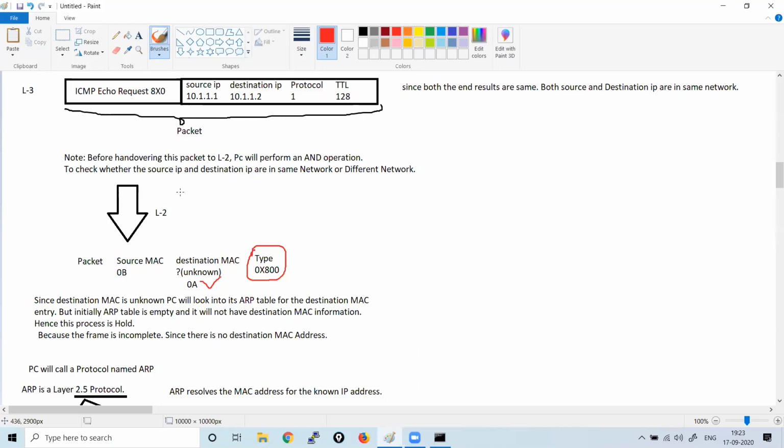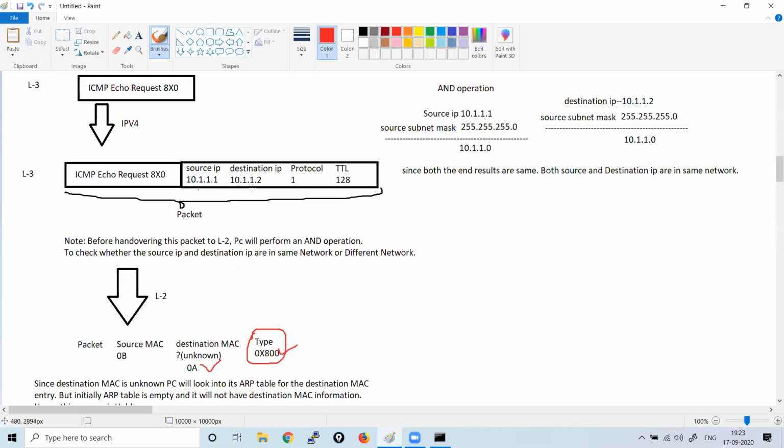Why is it checking the type field? In order to understand whom to hand over the leftover data to in layer 3. It knows to hand that over to layer 3, but to which protocol exactly? To IPv4. Why IPv4? Because this value belongs to IPv4. Once this comes over here, what is calculated first? Checksum. Correct. Checksum is calculated.